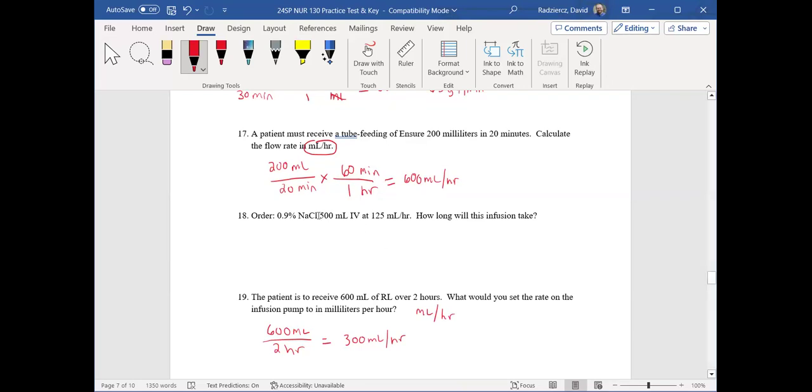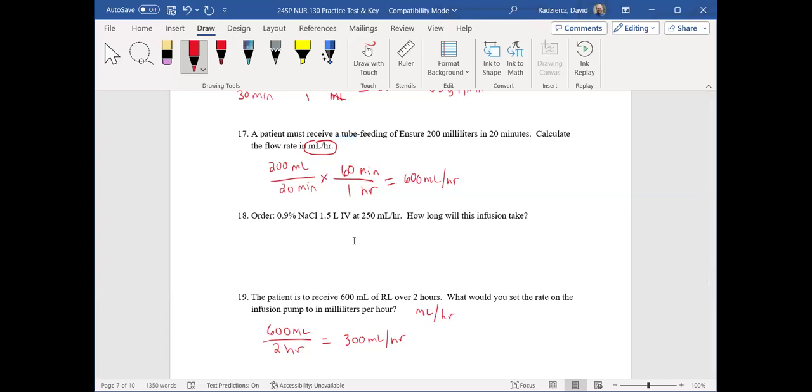So let's say I have, let's just make this 1,250 milliliters. Actually, let's change this up, and let's just say it's 1.5 liters. And it's infusing at, let's say, 250 mL per hour. So the question is, how long will this infusion last?